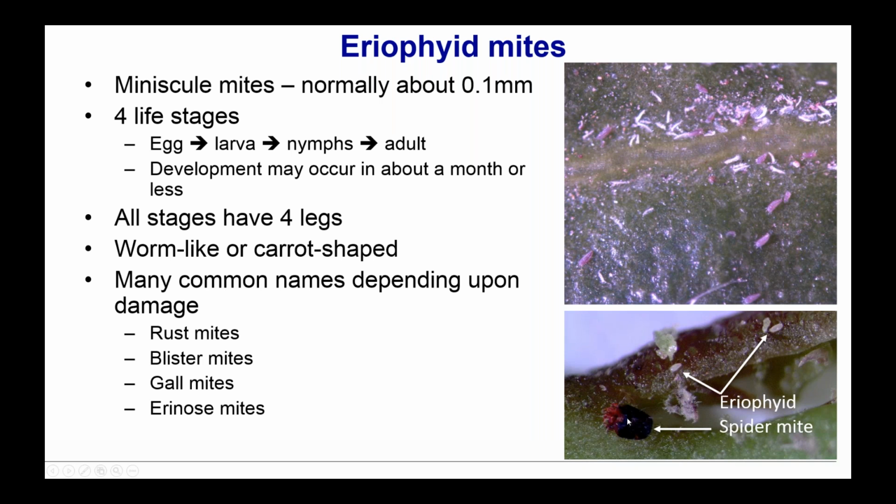So they are very difficult to see with a hand lens unless it's at least times 20. And even then, unless you have high numbers and you're practiced at looking for them, you may have difficulties. You're much better off looking with a dedicated microscope to find mites, eriophyid mites in particular. One of the things that's unique about eriophyid mites is they always only have 4 legs. So 2 pairs of legs, not 4 pairs of legs. So you can see them here, 1, 2, 3, 4. They're worm-like in shape or carrot-shaped, broadly conical. And they have many common names, including rust mites, blister mites, gall mites, erinose mites, depending on the type of damage that they cause.